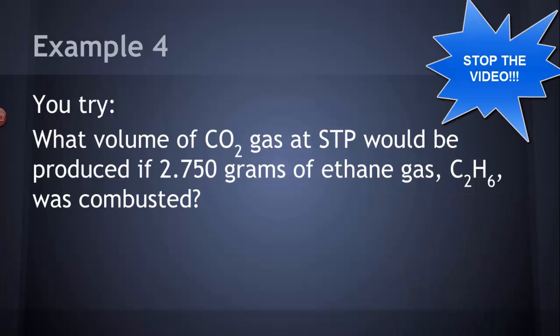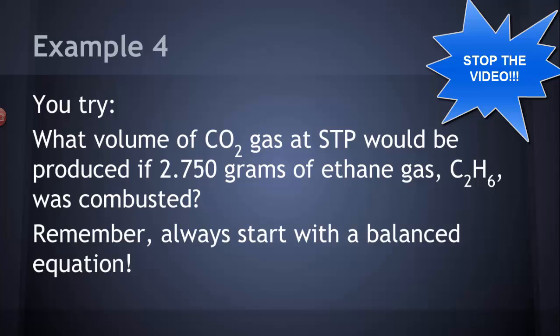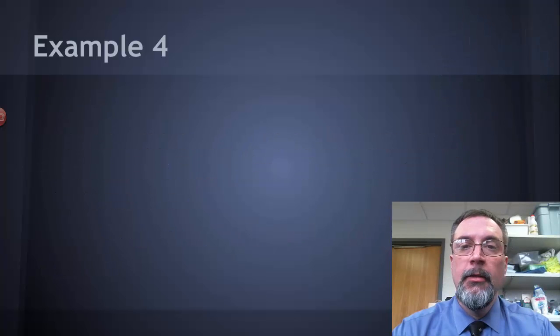Don't forget, start with a balanced equation. Okay? Write the equation out first, and then see if you can follow the example that we've already done to figure out what volume of CO2 you'll produce when you start with 2.750 grams. Stop the video and give it a try, and then come back and we'll see how you did. Are you ready?